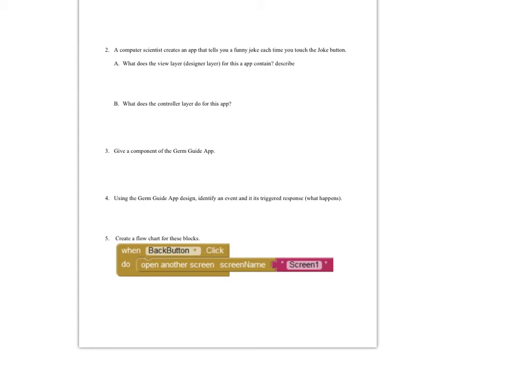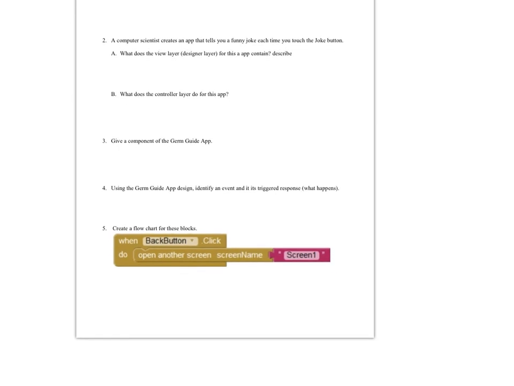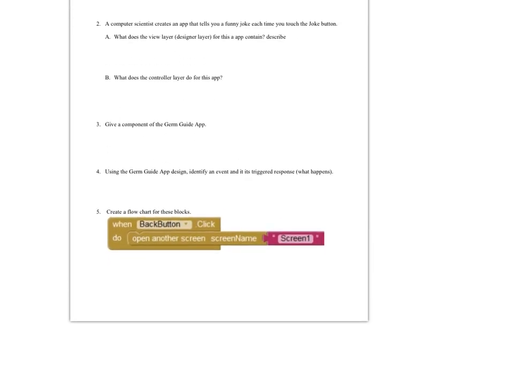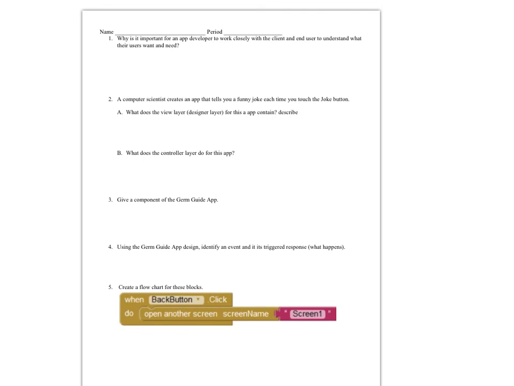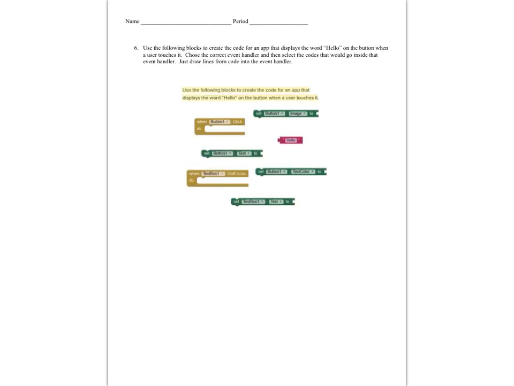On this next question, you only need a very small flowchart because there's not a lot to chart, but do a flowchart for this question 5. On the next page, you have this problem. I want you to mark the event handler that you would use and then draw a line from the green item into the event handler and then any other code that you might put in there.